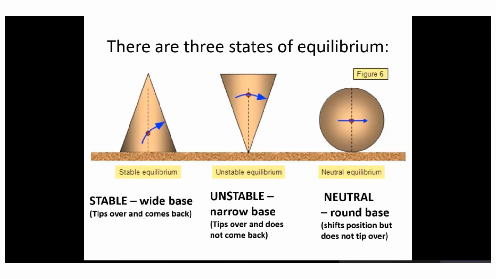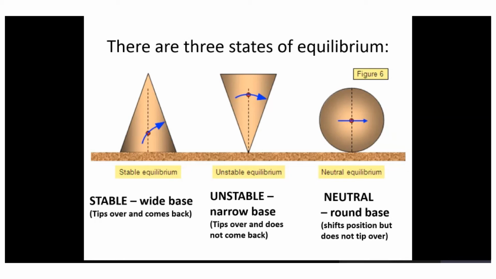This one, the cone that's standing on its tip at the bottom, if we give that a push, it will tip over, but it won't come back. It will just fall on the ground and it will stay in that position. That is unstable equilibrium. Okay?